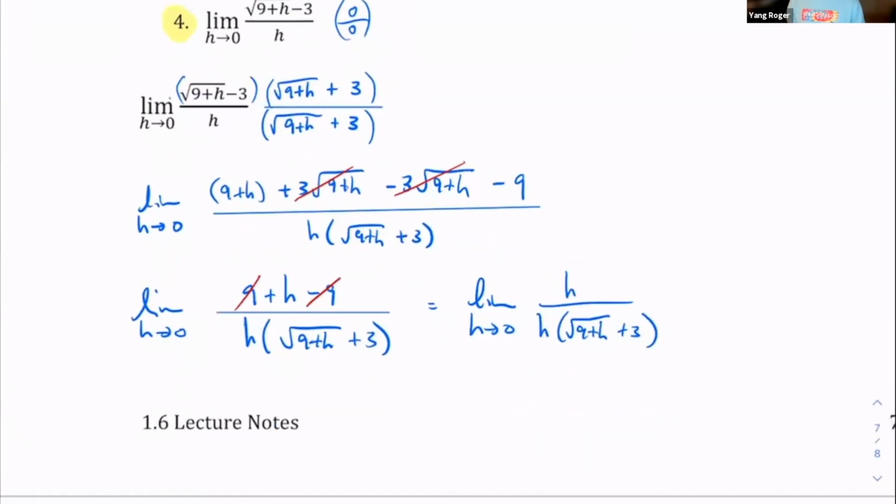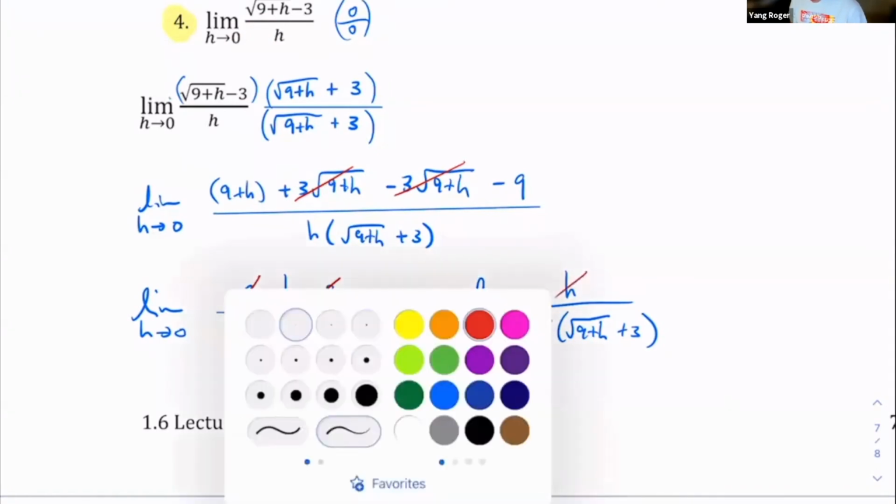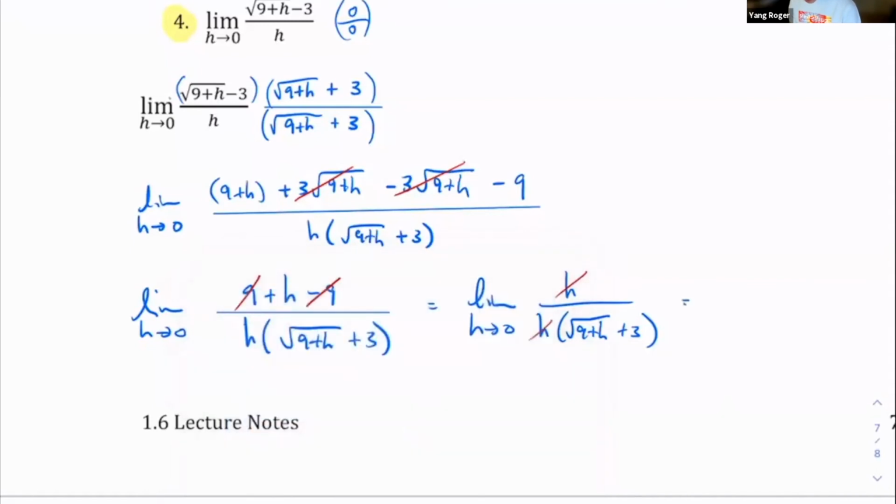Well, this is what I really want. I really wanted to have an h on top and an h on bottom because I want to cancel the 0 factor. So when I have that, these guys cancel each other out. And then we just end up with 1 over the square root of 9, which is 3, plus 3. 3 plus 3 is 6. So you get 1 over 6. And that's the correct answer.